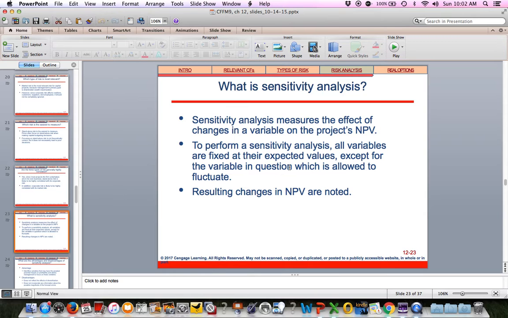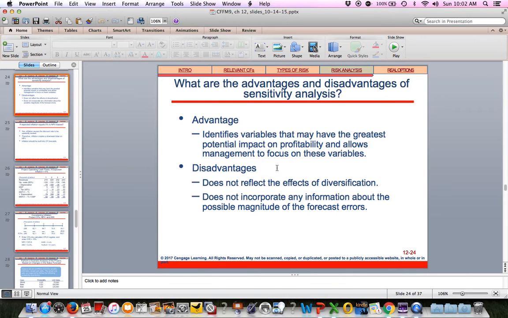That's what sensitivity analysis is. If one variable changes, how does that impact the answer? All variables are fixed at their expected values except for the one variable in question, whatever that is. So maybe my WACC changed, my depreciation changed, my salvage value changed, or the initial cost changed. If I just change one thing and hold everything else true, how does that change the NPV? And then maybe change my answer of what I'll do with the project.